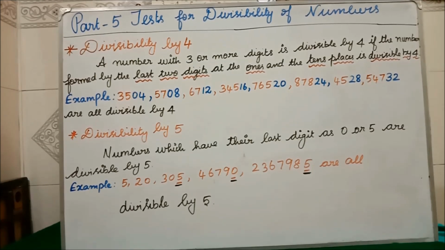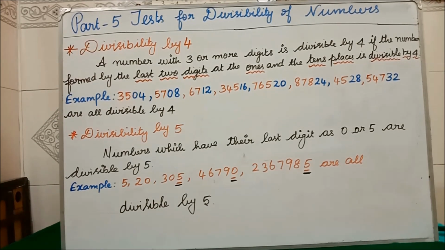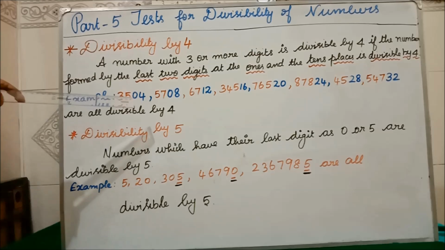What they are saying is you have to see the last 2 digits. Whether the last 2 digits are divisible by 4, then the full number is divisible by 4. Clear? Now if you see this example, the first example is 3504. You see the last 2 digits, 04. 04 is nothing but what?